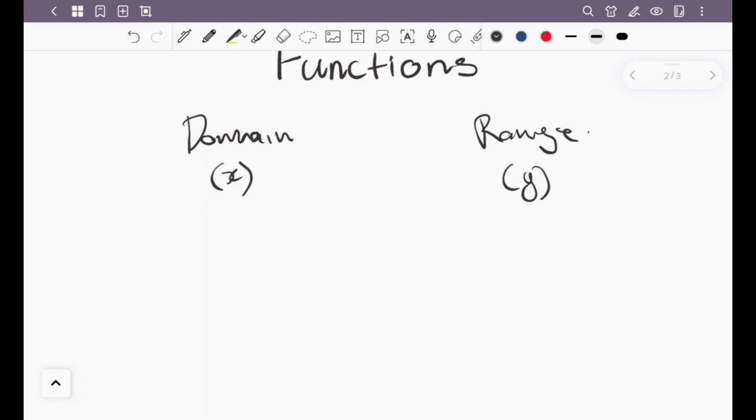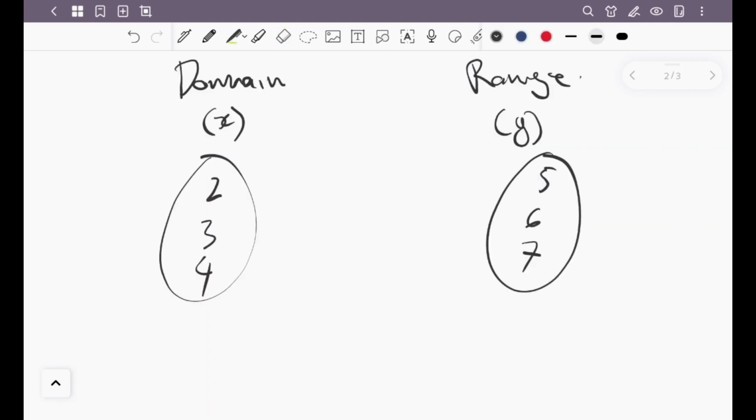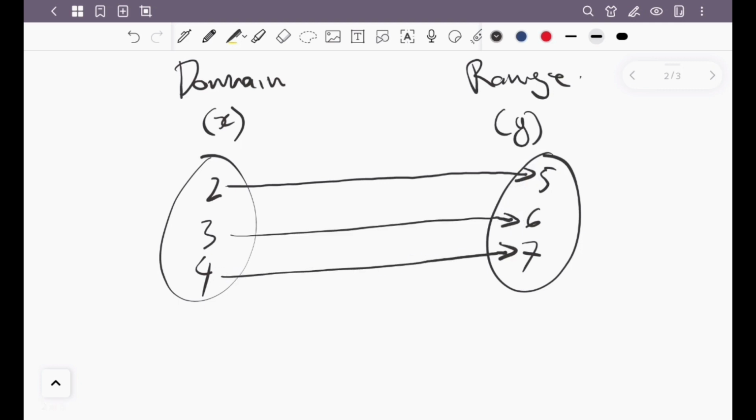And the condition is each element of the domain, which is the values of x, must be associated with only one element of the range. Just like that. Say this was a 5 and a 3. And if that is not the case, then we do not have a function but a relation. Following the algebraic definition of a function, this is what it means. Each element of the domain is associated with only one element of the range.